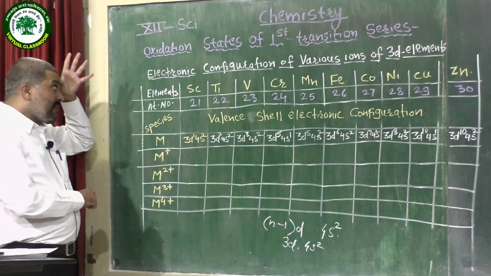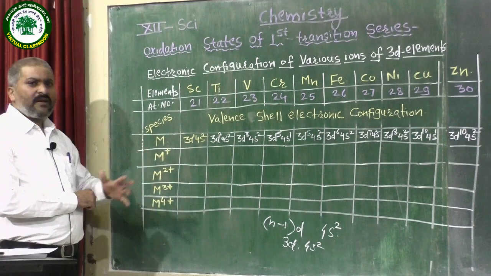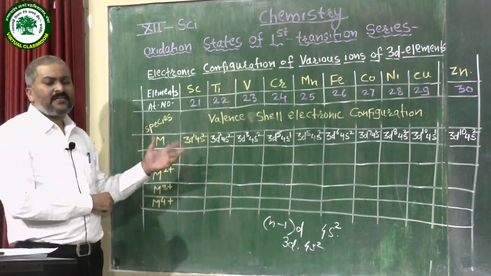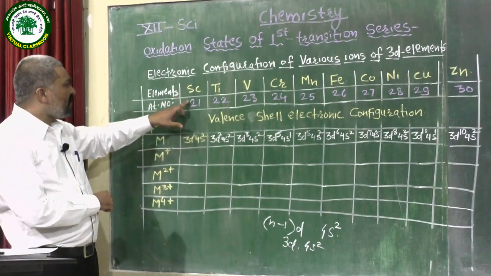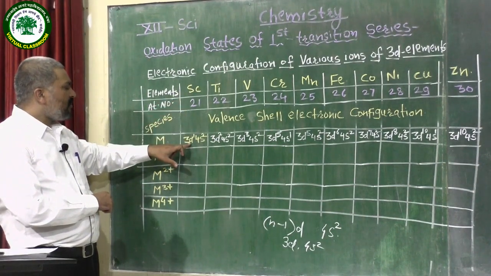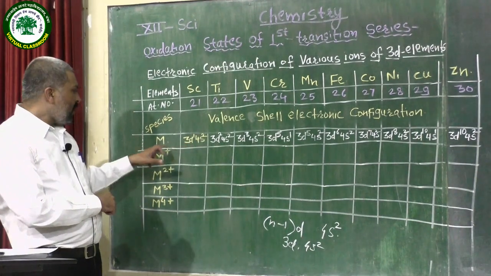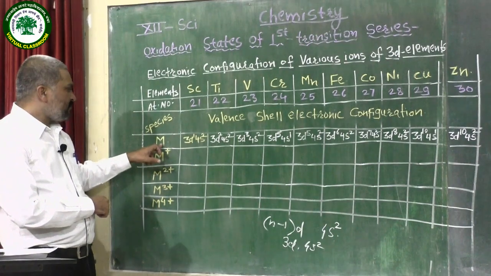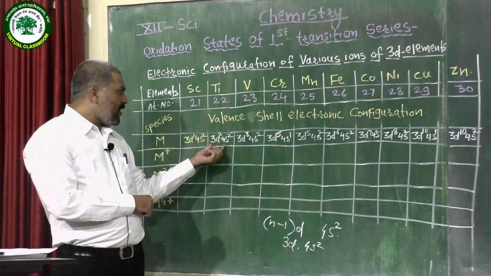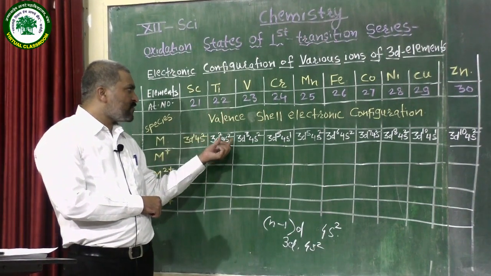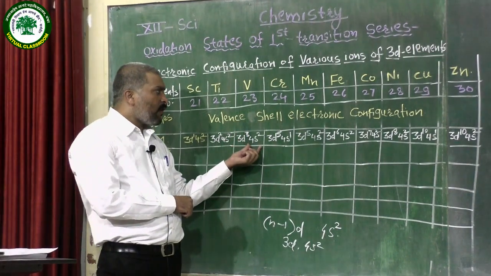Let us write their various ions and ionic electronic configurations. We know the general electronic configuration of these transition metals. Scandium, atomic number 21, has 3d1 4s2 in the metal state. Titanium, atomic number 22, has 3d2 4s2. Vanadium, atomic number 23, has 3d3 4s2.